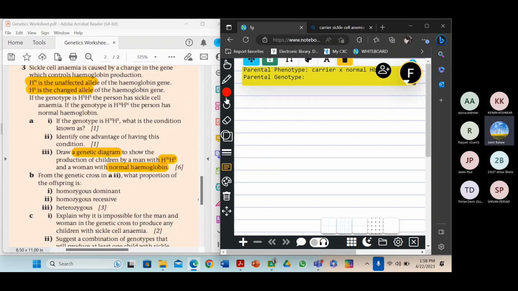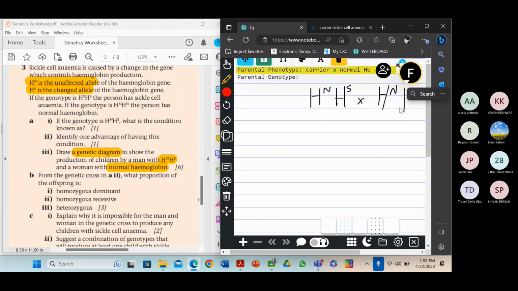All right, so I'll have to write this in. So we have carrier, he is H normal, H again. He is carrying the sickle cell allele, but he can still have a normal healthy lifestyle, because he still has normal red blood cells. And then you have the female, she is normal, so she has N and she has N again.